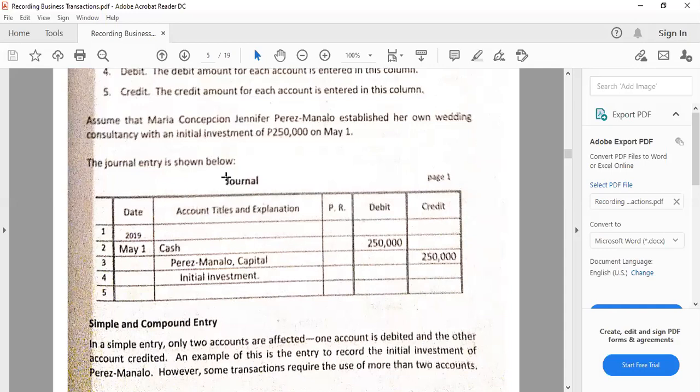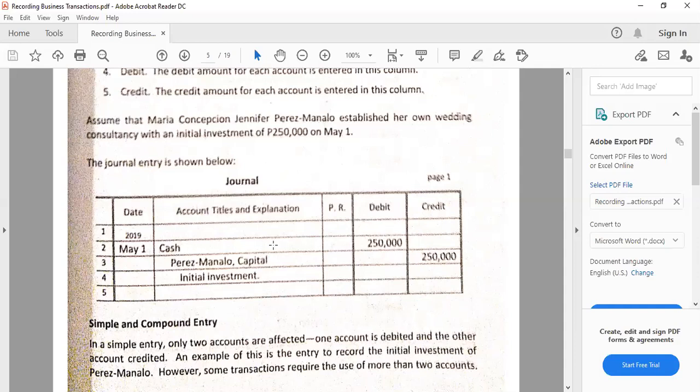We assume that Maria Concepcion Jennifer Perez Manalo established her own wedding consultancy with an initial investment of 250,000 on May 1. When we analyze a business transaction, we always think that it is the business that did the transaction. So if the owner invested in the business, therefore the business received the investment. Again, under the accounting entity concept, or business entity or separate entity concept, the owner and the business are two separate and distinct persons. So we have to debit cash, 250,000.